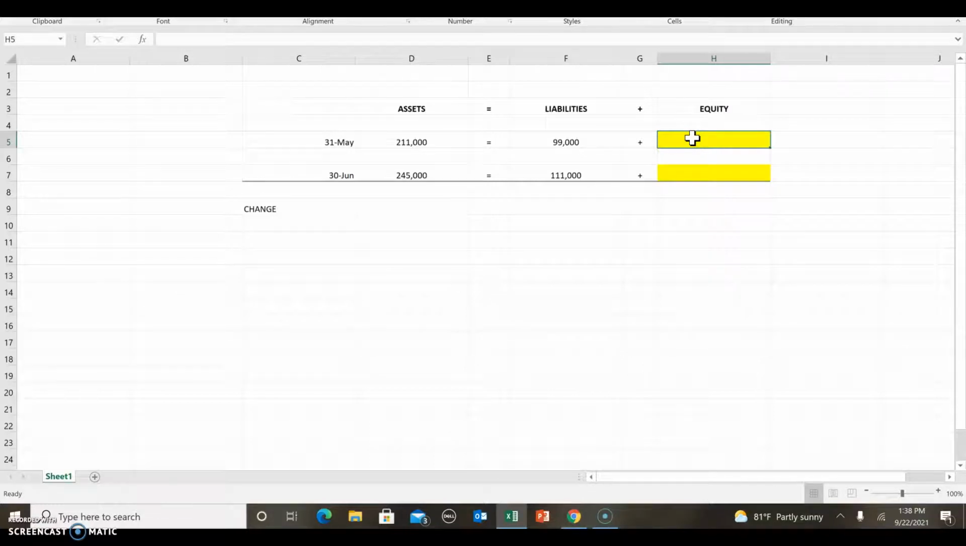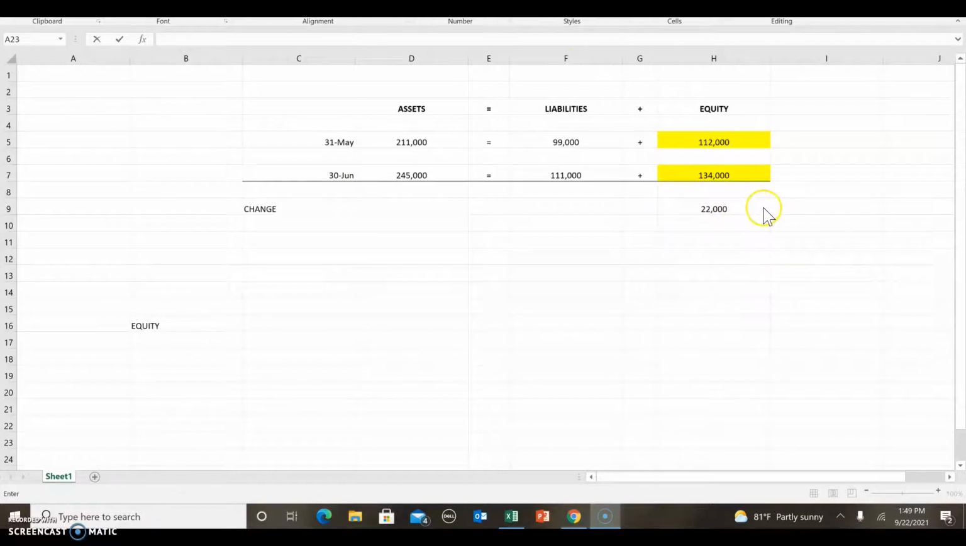And on May 31st, we would get 112,000 in equity. And on June 30th, we would get 134,000. Okay, great. So that's really the first step. Then we're going to take the change. So what happened from May 31st to June 30th, really the month of June, to change equity? Well, the dollar amount of the change during the month of June was $22,000 for equity.